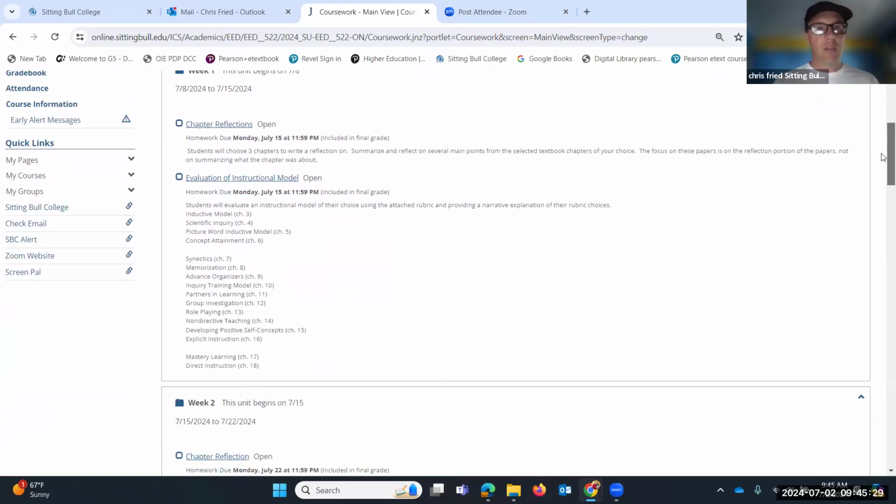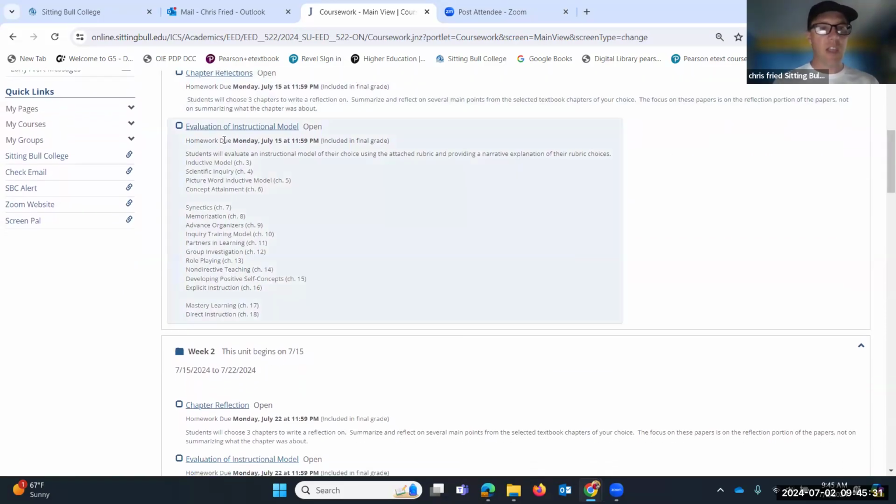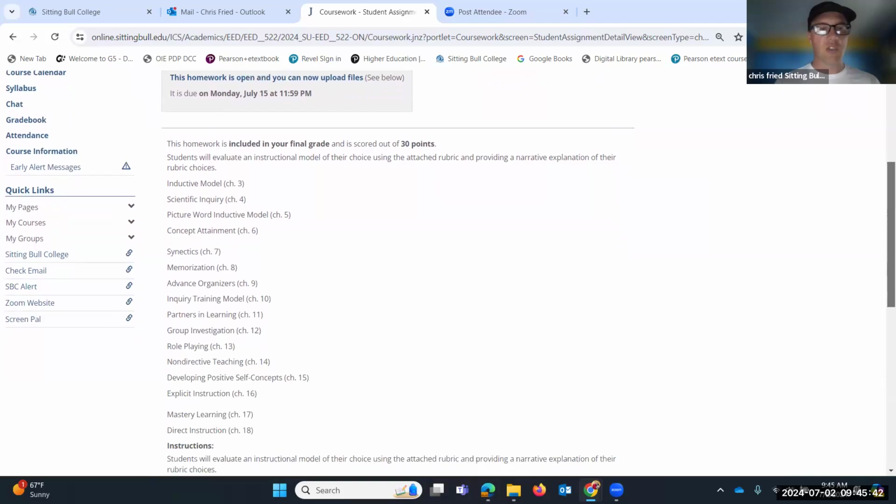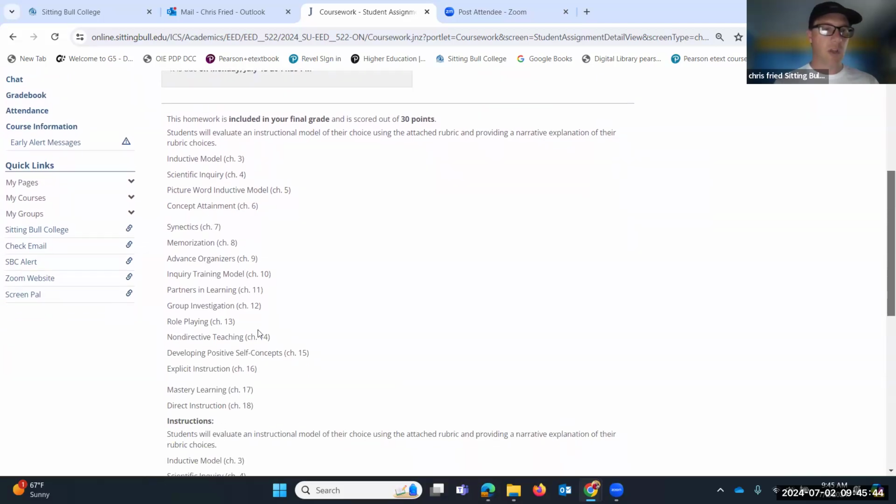The other piece then to take a look at is the evaluation of an instructional model. Evaluate an instructional model of your choice using the attached rubric and providing a narrative explanation. So these are the chapters in the book that have instructional models in there. You can see here inductive, scientific inquiry, concept attainment, syntax, memorization, advance organizers, et cetera.